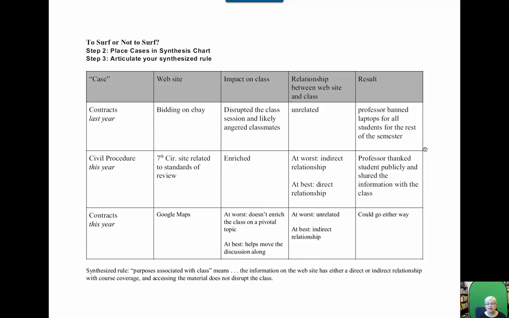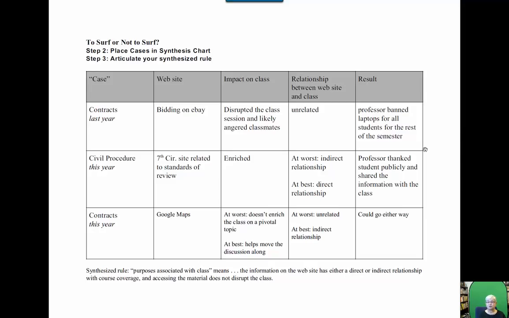So when you pull all of this information together, remember we were trying to come up with a definition of purposes associated with class. So our synthesized rule, purposes associated with class, means that the information on the website has either a direct or indirect relationship with course coverage, and accessing the material does not disrupt the class. So that's our synthesized rule.